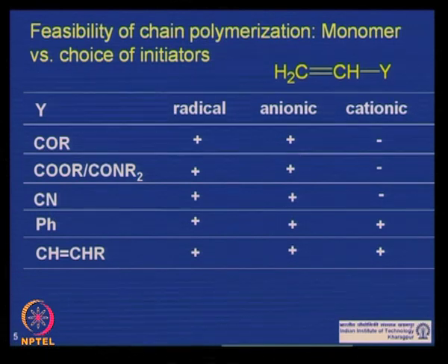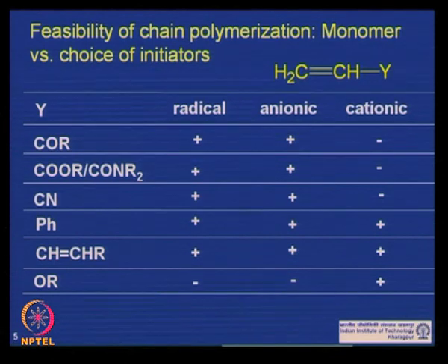And if you have another double bond hanging from the original double bond, then also it can be stabilized by any of these three mechanisms, anionic, cationic and radical. So, it can be polymerized by all three mechanisms. We just saw that if it is an ether, then it can be polymerized by cationic. It can be difficultly polymerized by radical also, but the most preferred choice of polymerizing an ether group hanging from a double bond is to use cationic polymerization.